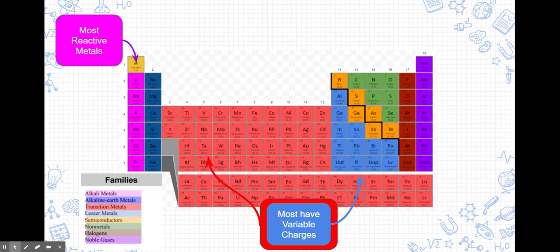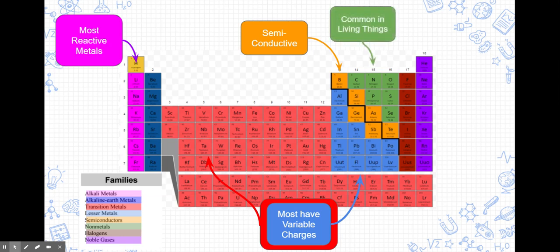All right, this orange group, or the orange family right here, these guys are semiconductors. They're the metalloids. Now, this isn't really a property of the nonmetals of this green group here, but I want you to know that to a biologist, these elements are very important. They're very common in living things.